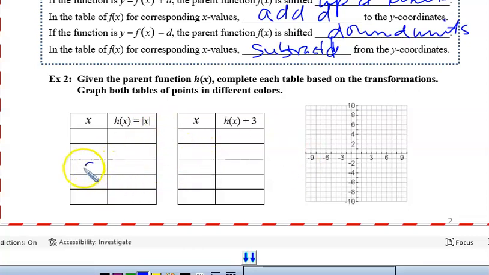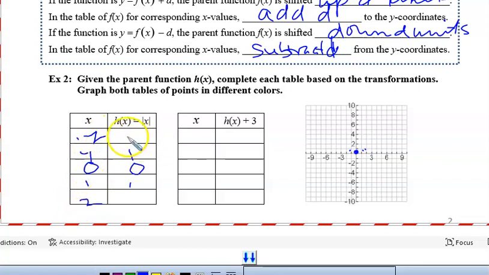So let's randomly say we plug in 0. The absolute value of 0 is still 0, so I'll plot 0, 0. If I choose to plug in 1, the absolute value of 1 is 1. And so now I have 1, 1 as a point on this graph. If I plug in -1, the absolute value of -1 is still 1. So I'll plot -1, 1, and so forth. I'll do the same thing for -2 and 2.